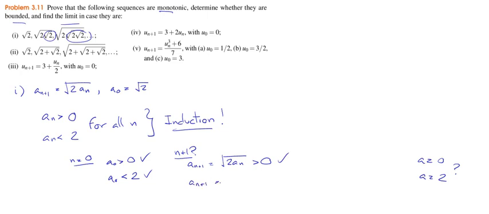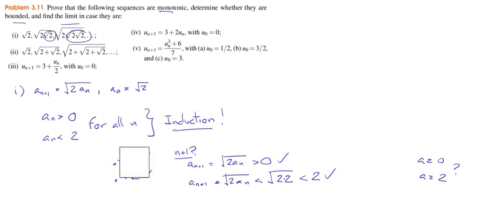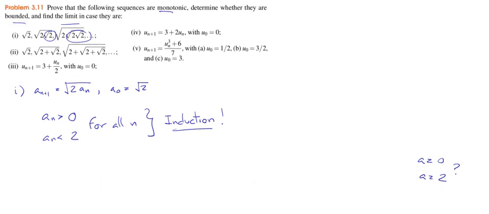For the second, we have assumed that a sub n is smaller than 2, so 2 times a sub n is smaller than 2 times 2, which is 4, and the square root of 4 is 2. So this proves the result: a sub n is greater than 0 for all n and smaller than 2 for all n. So this sequence is bounded.